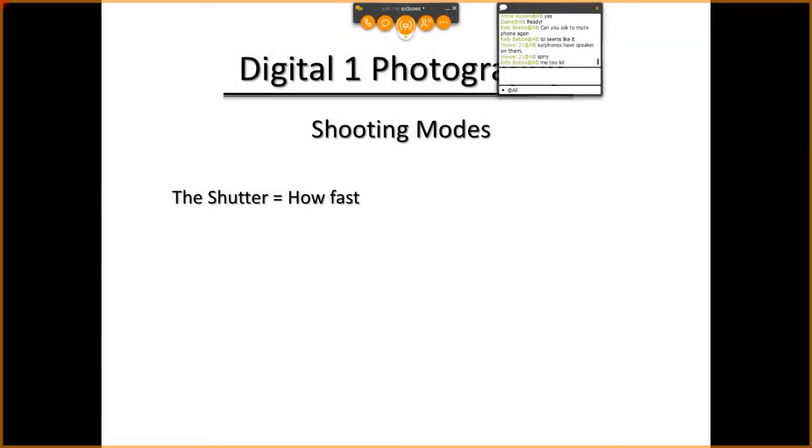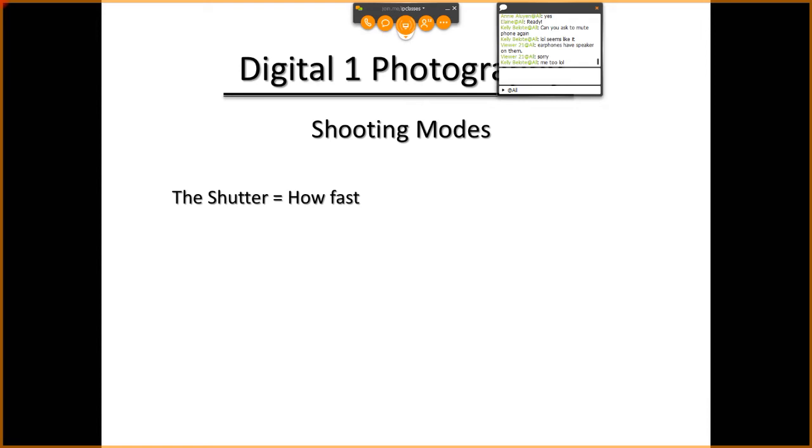Okay, so let's talk about some of these different shooting modes and what everything kind of means here. Want to go down the line here. First is the shutter. The shutter is how fast you're going to capture an image. The lower the shutter speed, the more blur you get. The higher the shutter speed, the more you freeze action.